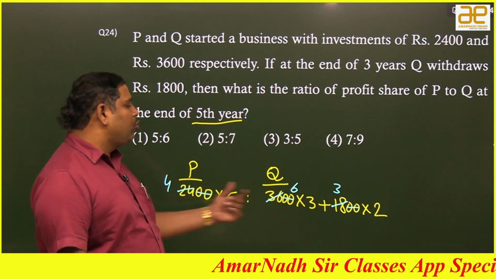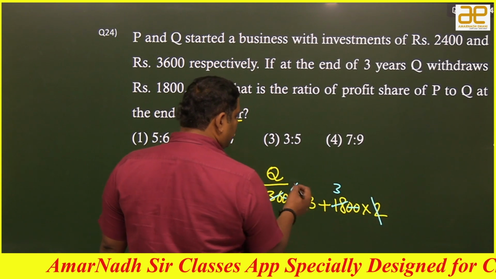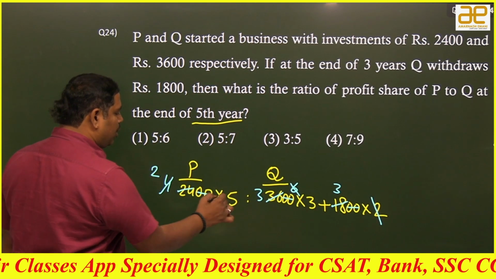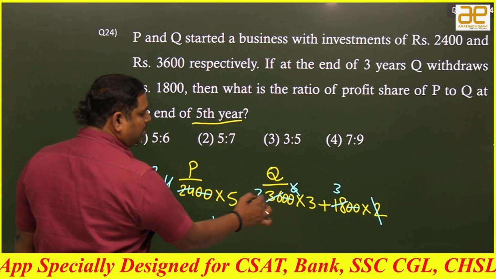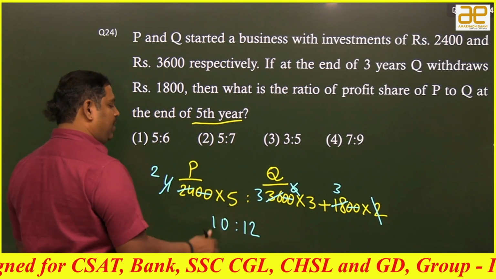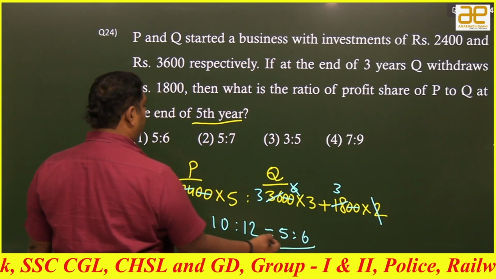Still in these two I can take 2 common, right? Right or wrong? I am taking 2 common. So 2 means it will become 3. 2 outside, that 2 cancels here. Okay. 2 5s are 10 is 2. 3 3s are 9 plus 3 is 12. So still I can cancel with 2, right? Okay. Its ratio is 5:6 is the answer. Okay. Which option is the answer?